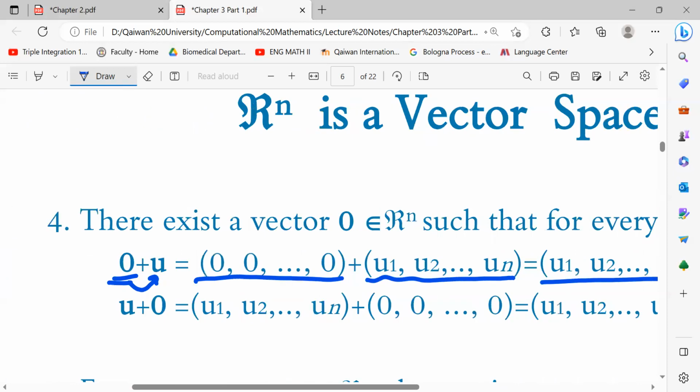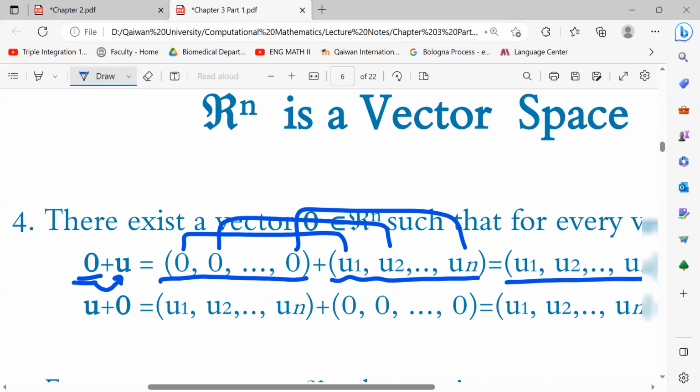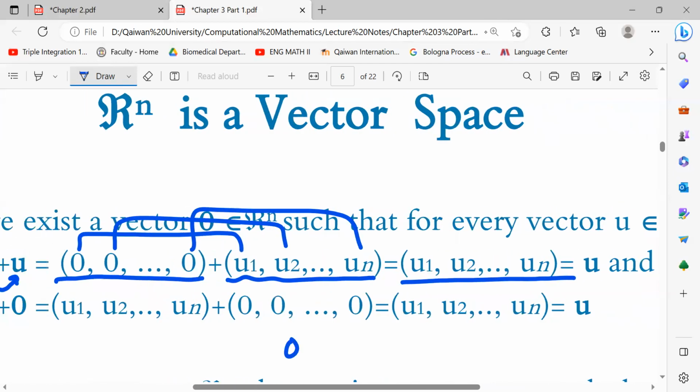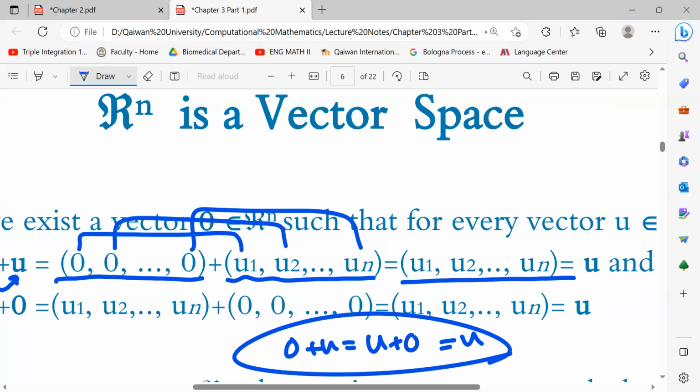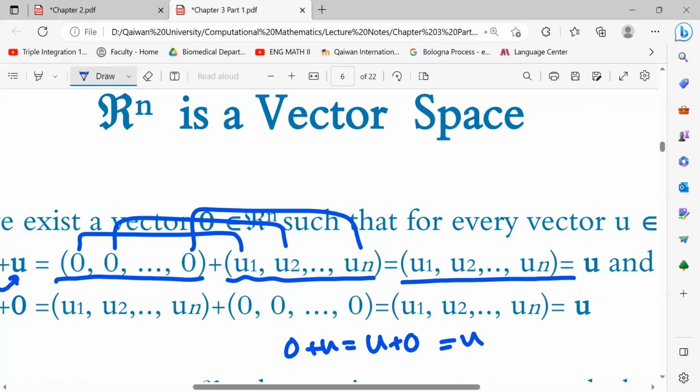Yes, you get that. 0 plus u1 is u1, 0 plus u2 is still u2, up to 0 plus un is un. So you get u. And even if we add u to the zero vector, it is the same. So the zero vector plus u is u plus the zero vector, and this is u. In both cases, you must get the vector itself. So it's easy. It's just writing down the vectors.